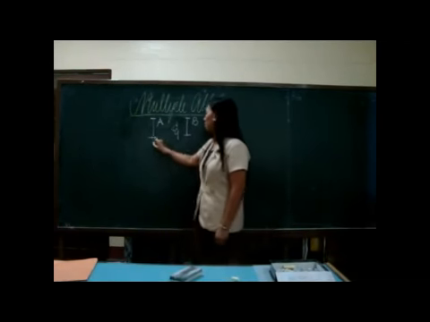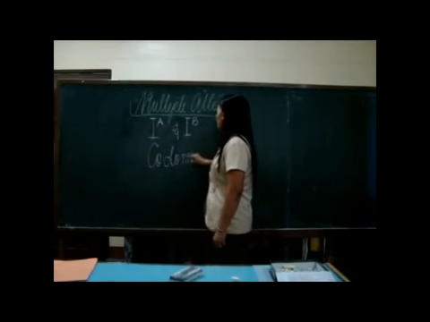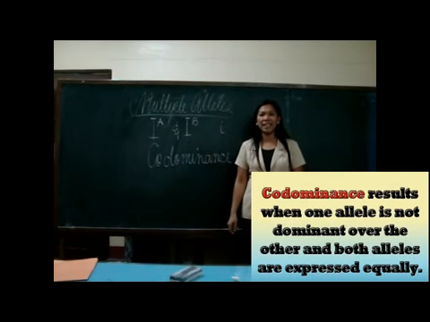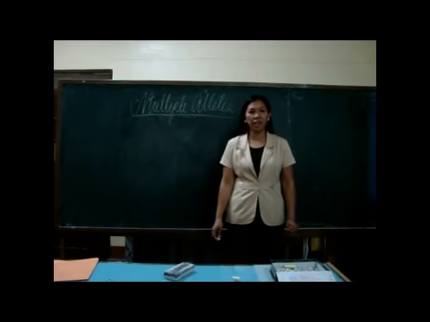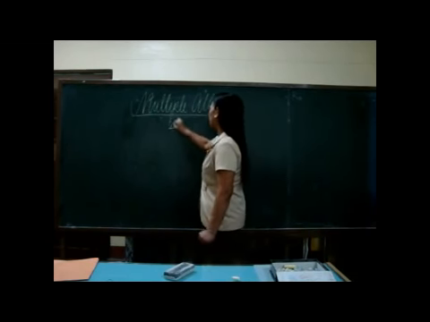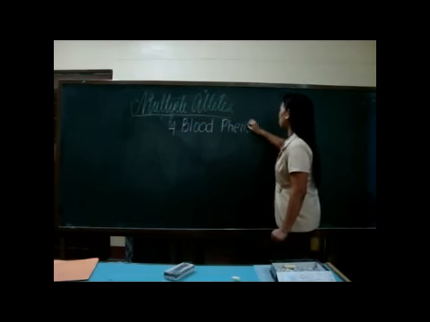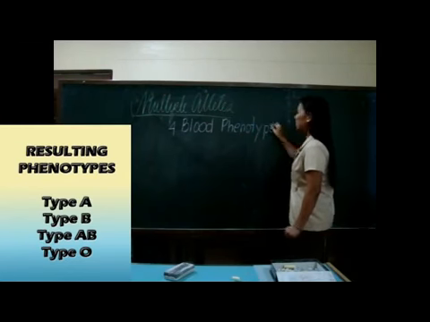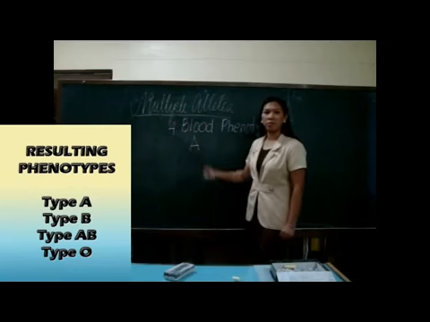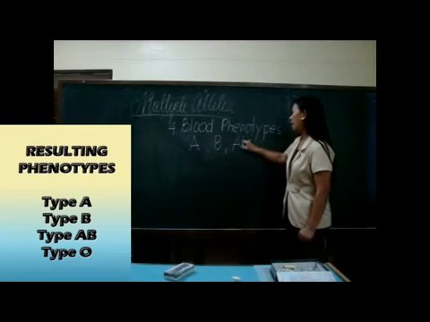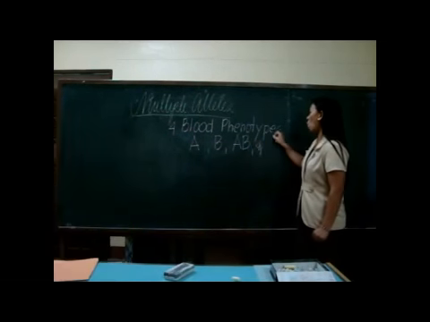Codominance results when one allele is not dominant over the other and both alleles are expressed equally. The 4 blood phenotypes are blood type A, blood type B, blood type AB, and blood type O.